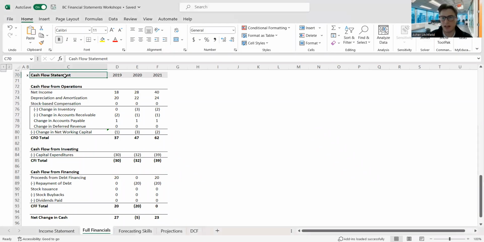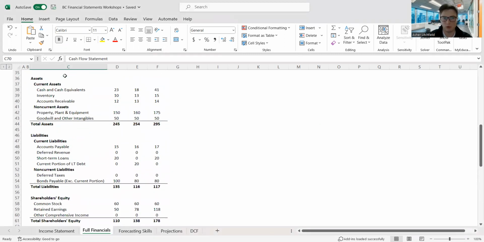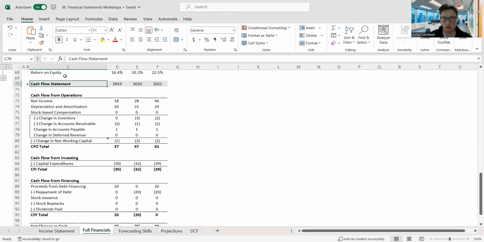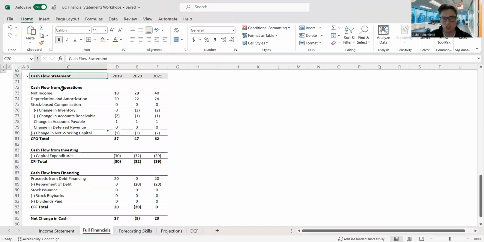Today we're going to be talking about the cash flow statement. If you guys remember in the last video, we were talking about the balance sheet. Now we're on to the final part of the three statements, the cash flow statement. So the cash flow statement, let's just jump right in, is divided into three sections. We've got cash flow from operations, cash flow from investing, and cash flow from financing.